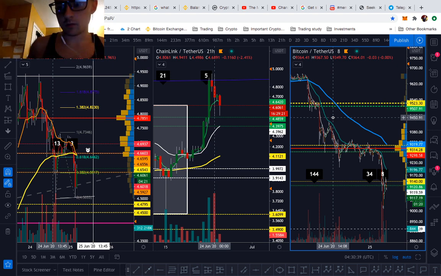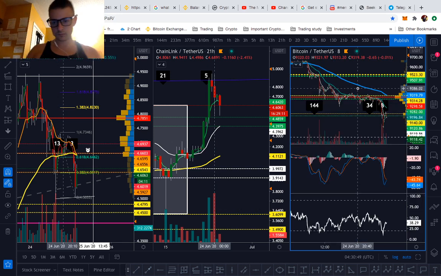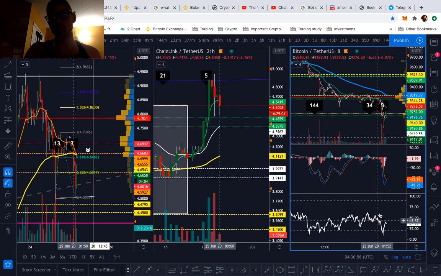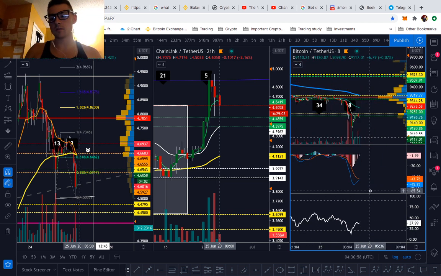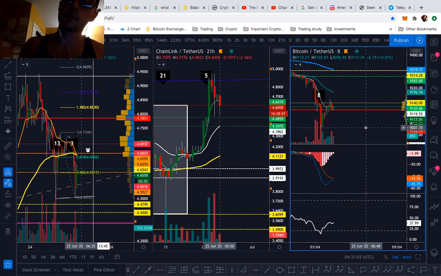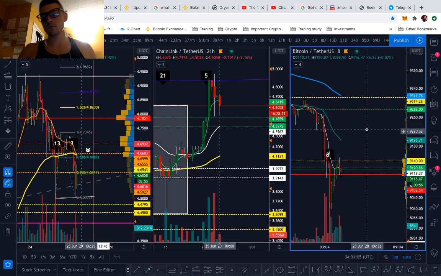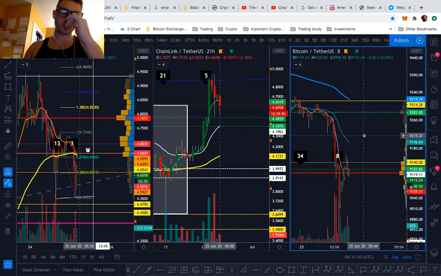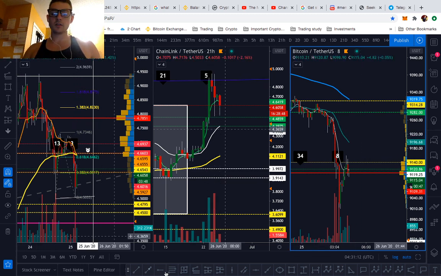Here's Bitcoin. It's even worse. RSI on this one dipped all the way down to 10. We're trying to cross over on the MACD, but I don't think it's going to be very helpful because that's how much supply we have in the market. So I'm just seeing that the altcoins are more bullish than BTC.